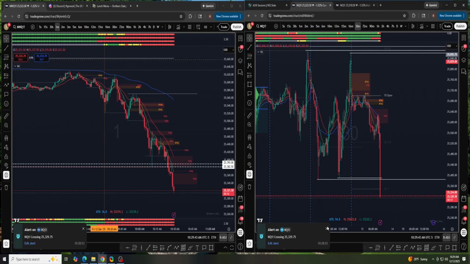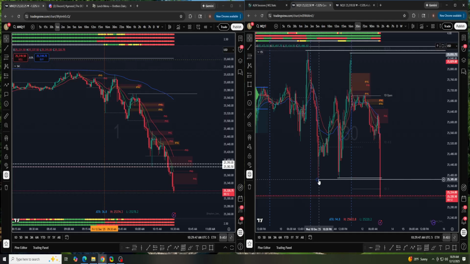If you look on the right, I like to use prior lows, prior highs, London lows, London highs, Asia lows, whatever, for obvious liquidity. And then I like using the dots in the direction of said liquidity.